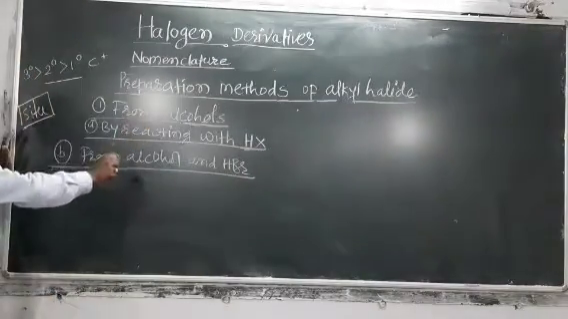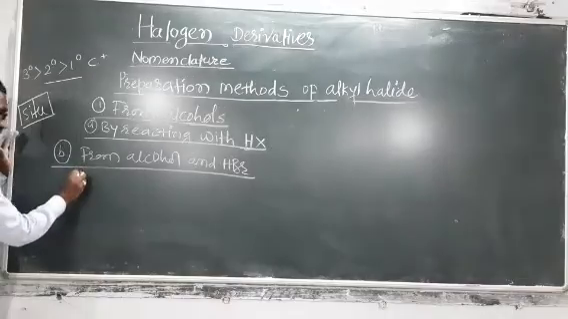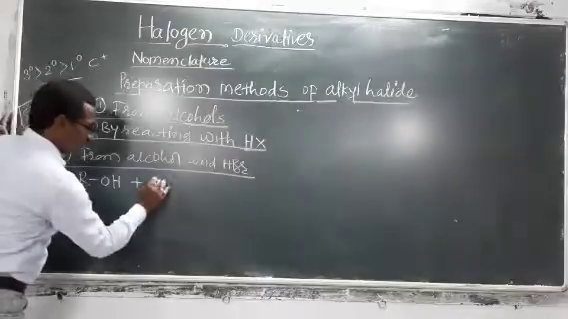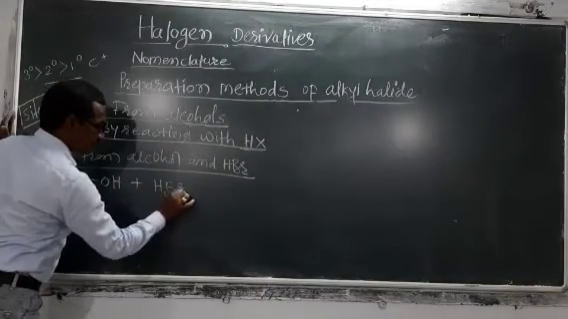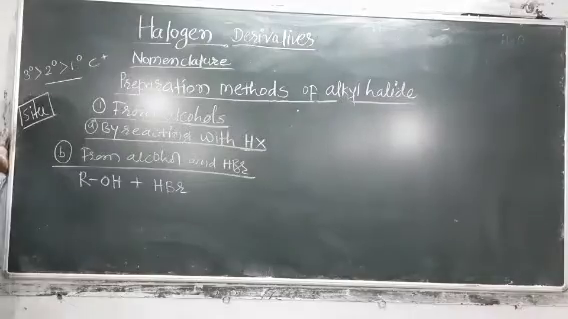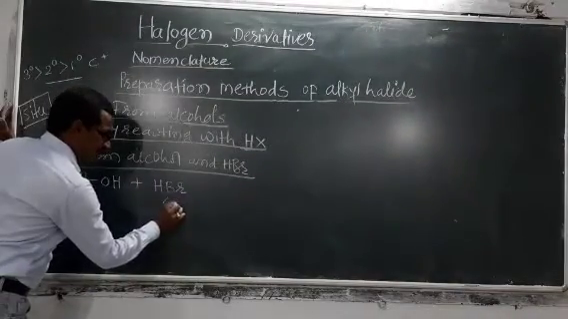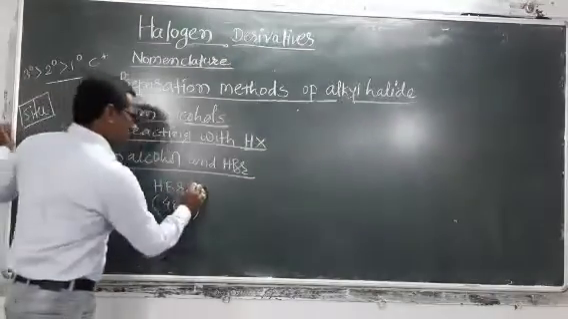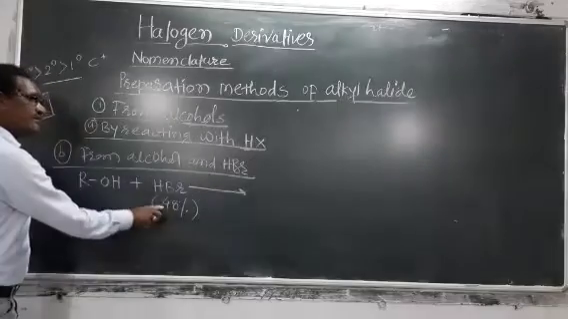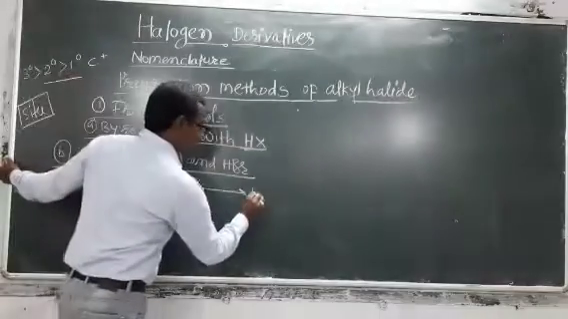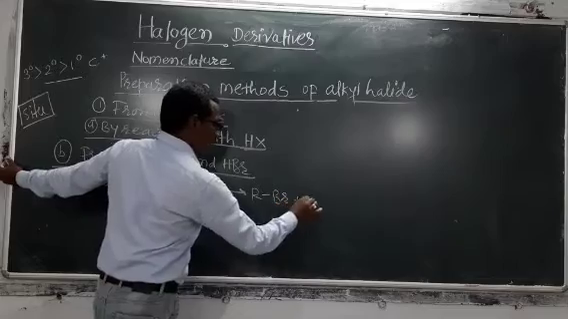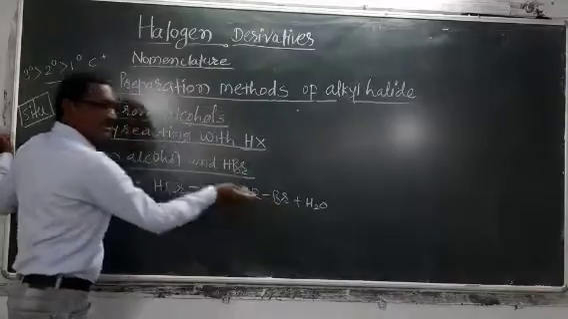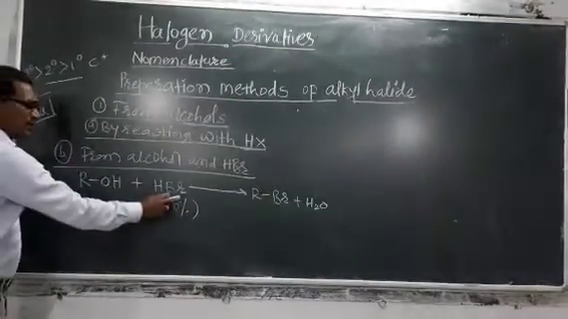In the second preparation, when alcohol is reacted directly with 48% HBr with constant heating, it will give RBr plus H2O. The formation of RBr and RCl is the same here. OH is substituted by Br.